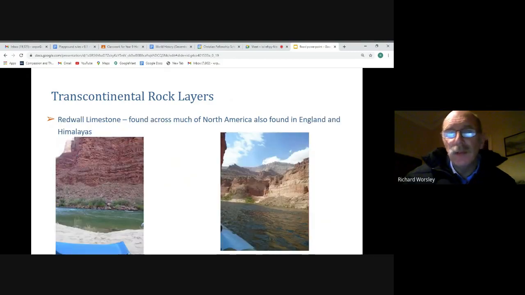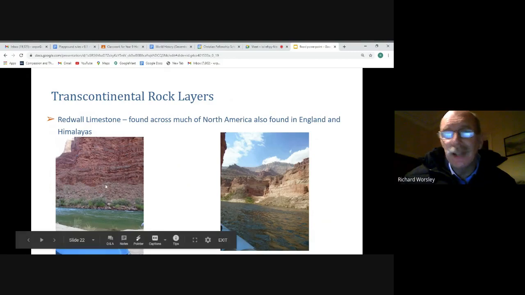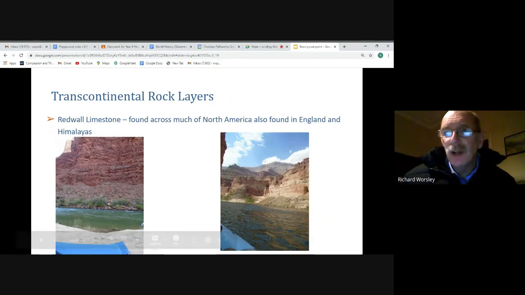Similarly with the Redwall limestone, which is found in the Grand Canyon here, but is also found in England and the Himalayas. Again, that's halfway around the world. That suggests a worldwide catastrophe, not a local one.